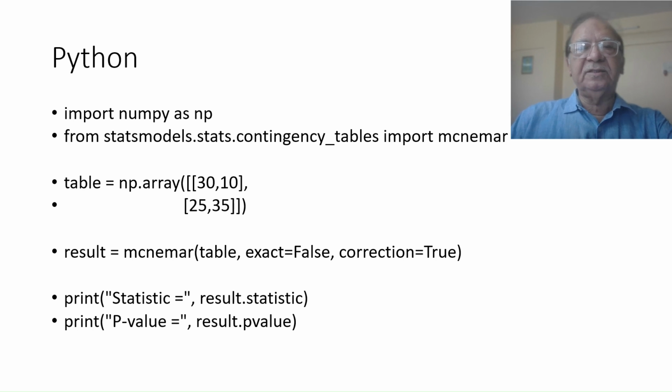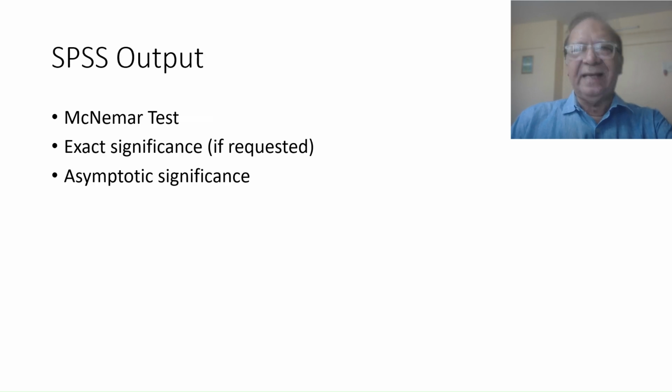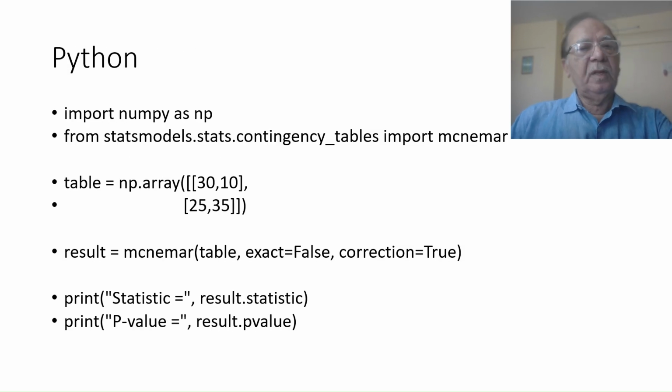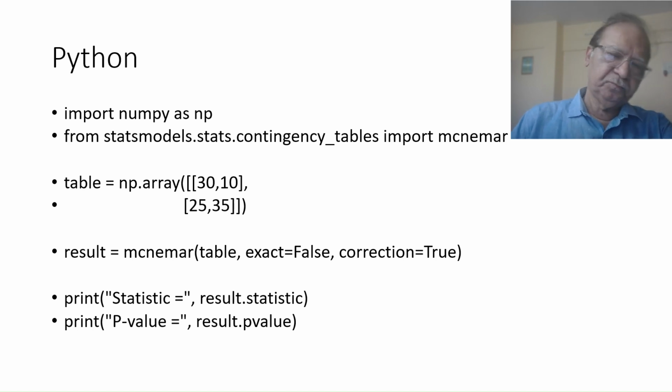The first row contains the participants who answered yes before the intervention. The second row contains those who answered no before the intervention. Similarly, the columns represent the responses after the intervention. The McNemar function performs the statistical test and returns both the test statistic and the corresponding p-value. This demonstrates that Python can perform exactly the same analysis as SPSS using only a few lines of code. Let us work on Python.